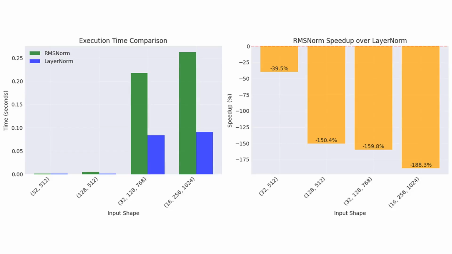This demonstrates an important point. Performance characteristics can vary significantly between CPU and GPU execution. On GPUs, especially with large models, RMSNorm typically shows meaningful speedups due to its simpler computation.